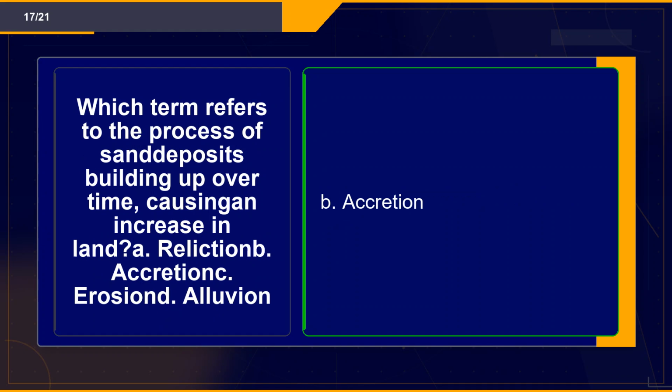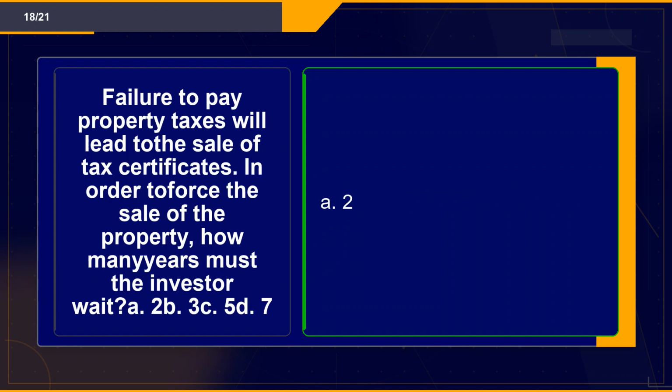Flashcard 17. Term. Which term refers to the process of sand deposits building up over time, causing an increase in land? A. Reliction. B. Accretion. C. Erosion. D. Alluvion. Definition. B. Accretion.